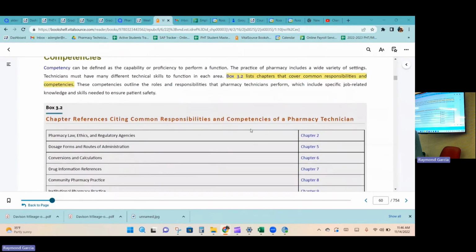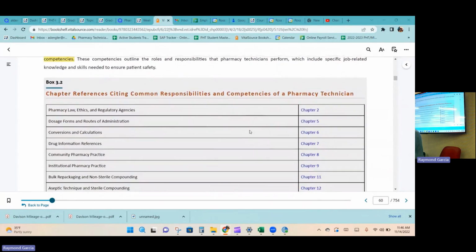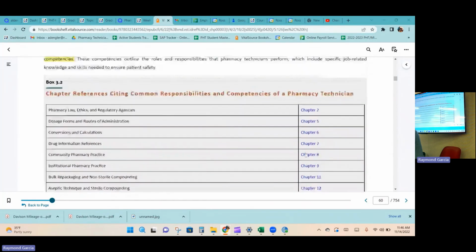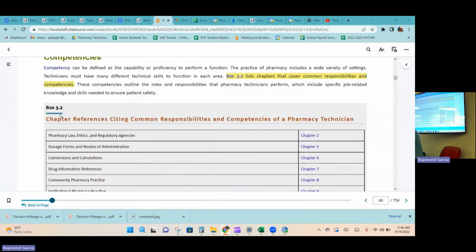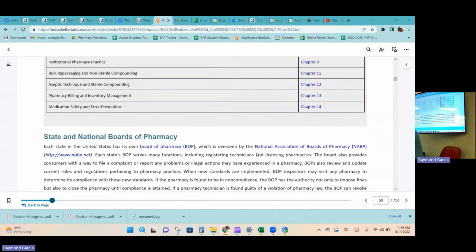Box 3.2 lists chapter references citing common responsibilities and competencies of a pharmacy technician. So these are all the chapters in this book. You can click on any of those and it will take you to those chapters and you can read about more responsibilities and competencies.